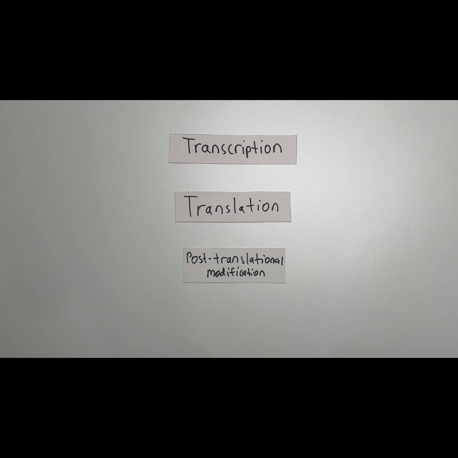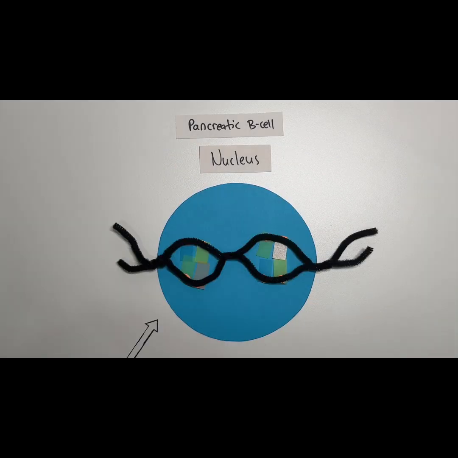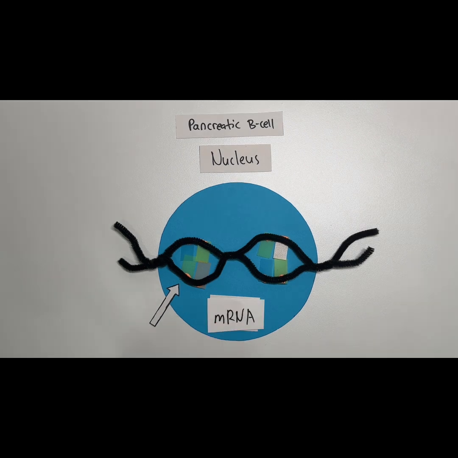The site of transcription is located in the nucleus of a pancreatic B cell, where the DNA is found, and it occurs because whilst DNA stores all the genetic information of the cell, it is too large to pass through the pores of the nuclear membrane, so a portable messenger, mRNA, provides a solution to this.